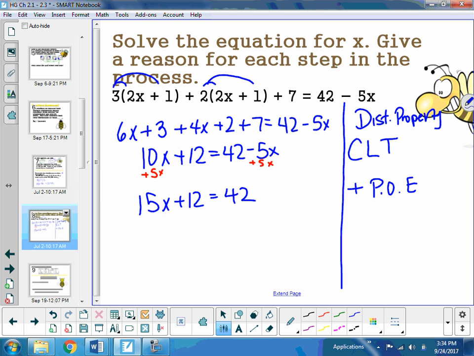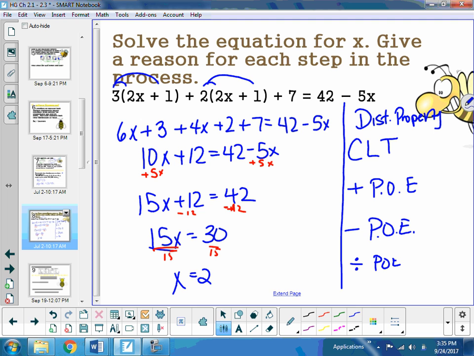Then, back to my equation, I need to get rid of that 12. So in my mind, I'm thinking, I need to subtract 12 from both sides. That's supposed to be minus 12 there. So that means I have 15x equals 30. What allowed me to subtract something from both sides? It's the subtraction property of equality. The last step, I know I need to divide both sides by 15. So in my head, I'm going to divide by 15, and I have x equals 2. And what allowed me to go to that step? The division property of equality.